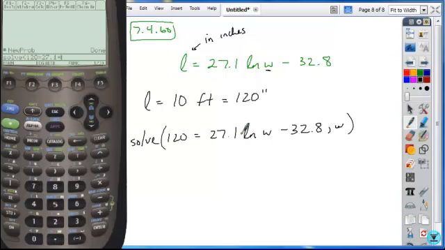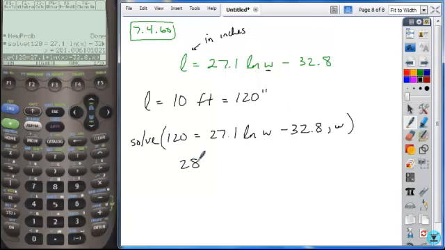27.1 times the natural log, ln, which is located here, second function x. And then W. I'm going to use the variable x instead just to make it easier to type in. And notice I close off my log right here after I enter the x. And then minus the 32.8, comma x tells me I'm solving for my variable, which again, I replace the W with an x. And when I hit enter, I get my answer, 281.